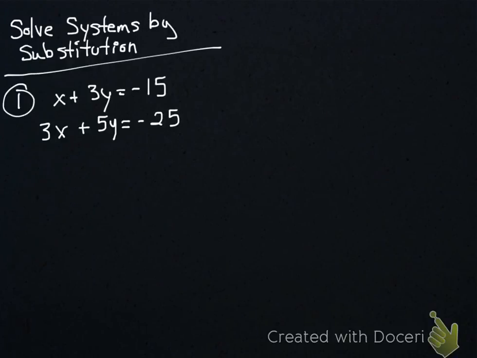Hello, this is Mrs. Boots, and we're going to do the practice problems for solving by substitution. So problem number 1 is a 2 by 2 system. So we have 2 variables and 2 equations.